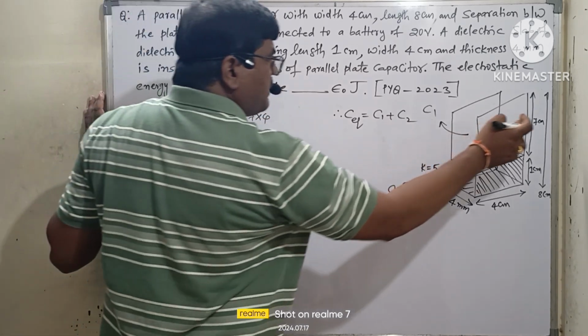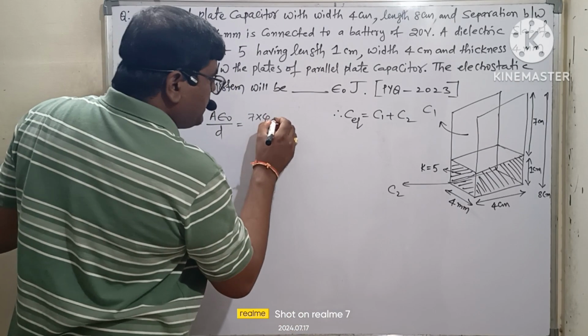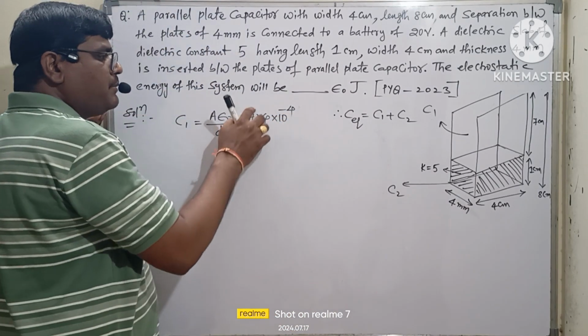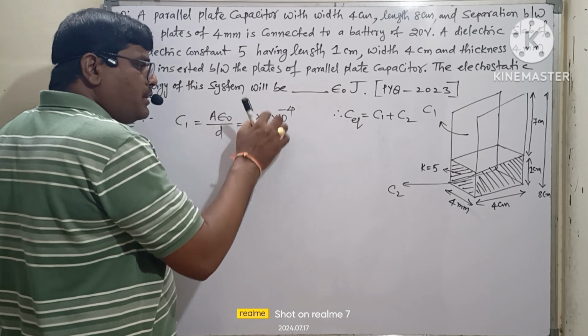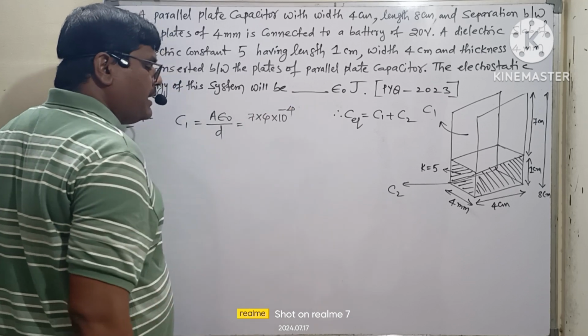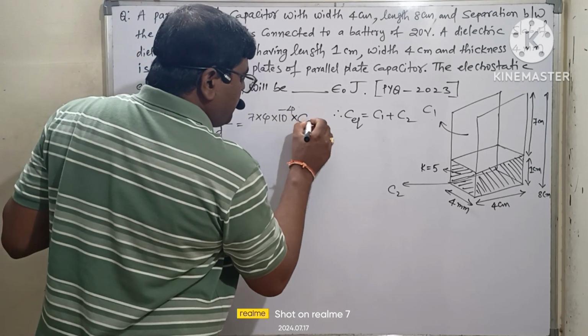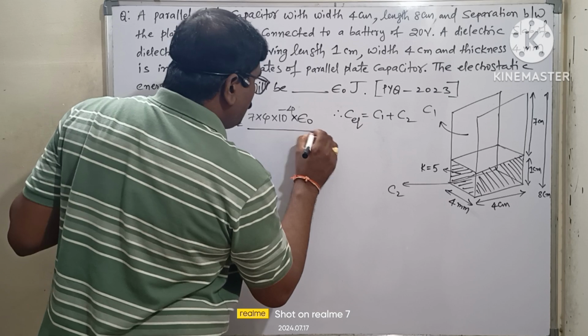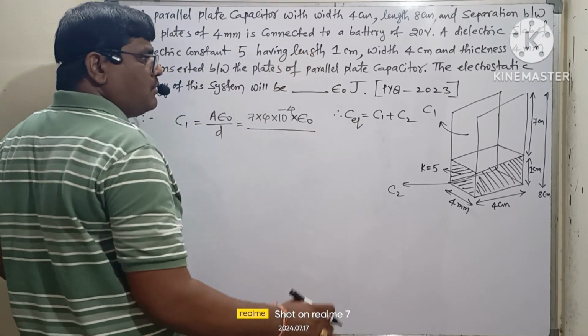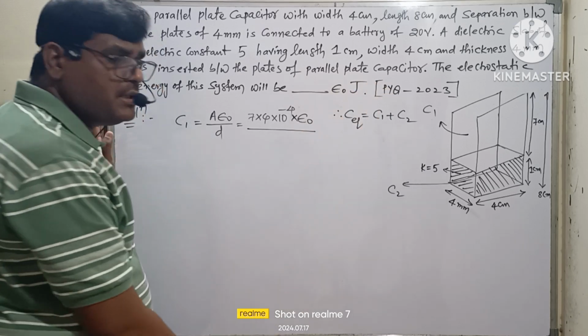But both are given in centimeters, so centimeters is nothing but 10 to the power of minus 2. So 7 into 10 to the power of minus 2 into 4 into 10 to the power of minus 2, that is 7 into 4 into 10 to the power of minus 4. Keep epsilon naught as it is, because the answer is asked in terms of epsilon naught only. J means joules, energy is measured in joules.